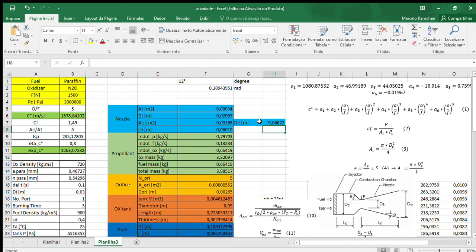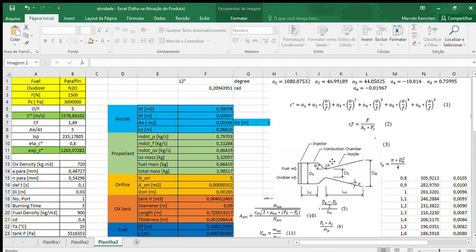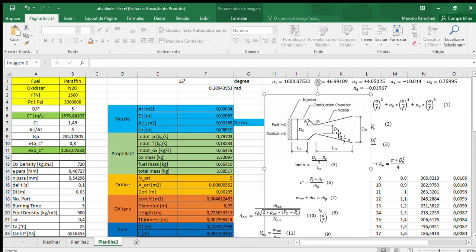And to find the length of the nozzle, assuming the optimal expansion angle is 12 degrees, this angle here, we use equation 5 and algebra to calculate the length.